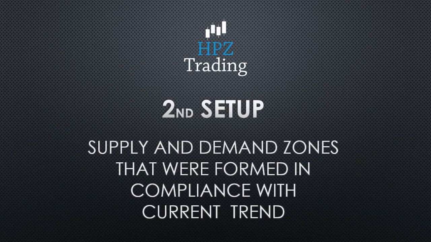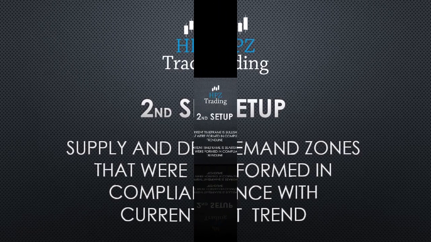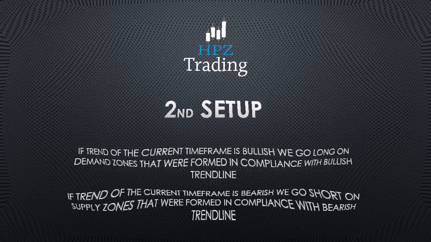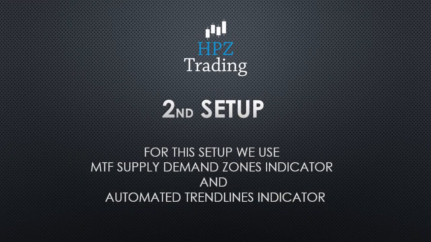On the second setup, we trade supply and demand zones that were formed in compliance with current trend. If trend of the current time frame is bullish, we go long on demand zones that were formed in compliance with bullish trend line. If trend of the current time frame is bearish, we go short on supply zones that were formed in compliance with bearish trend line. For this setup, we are going to use MTF Supply Demand Zones indicator and Automated Trend Lines indicator. Let me give you some examples.